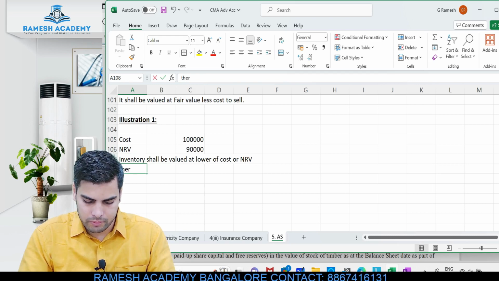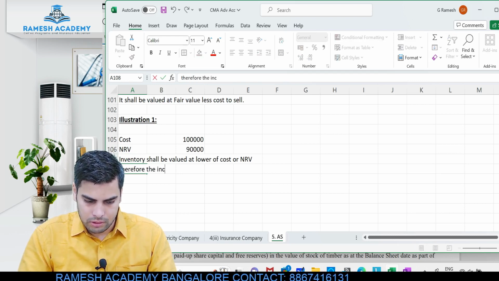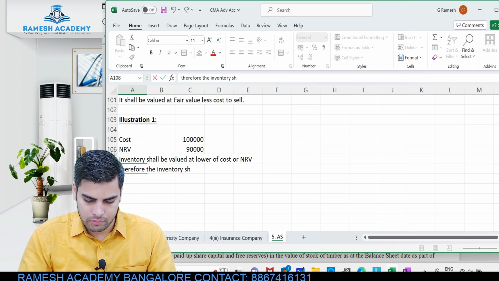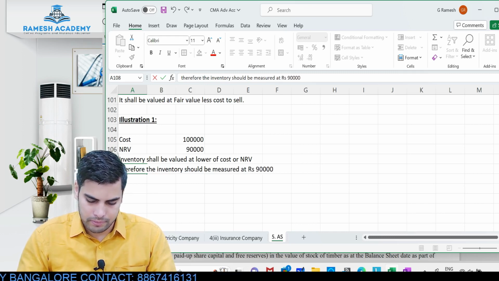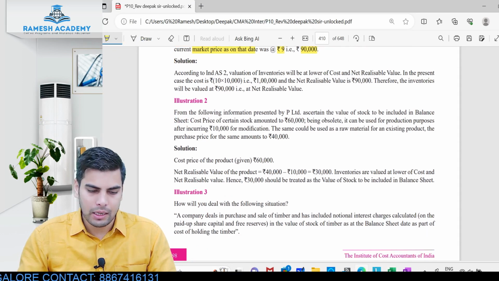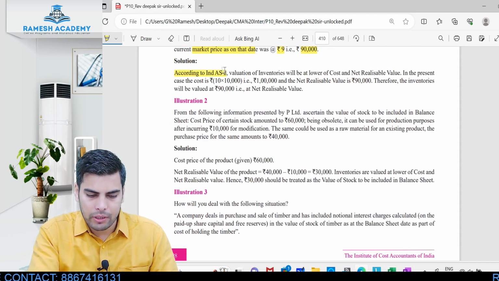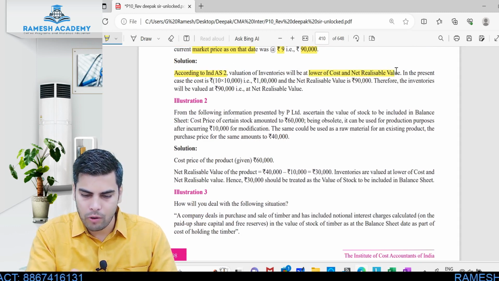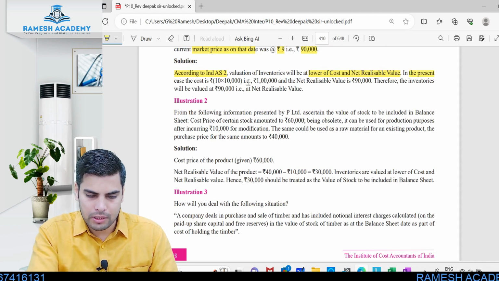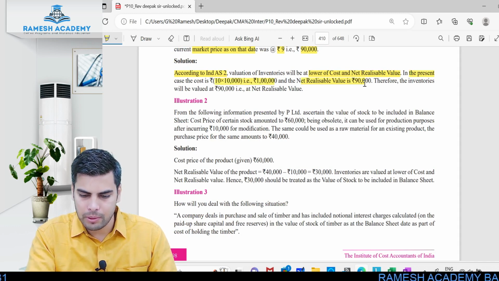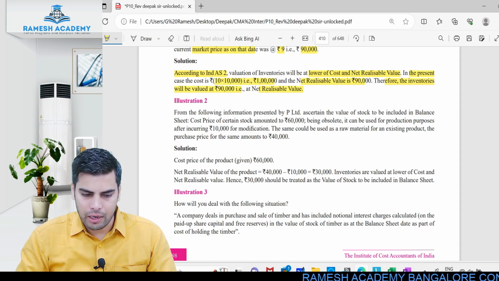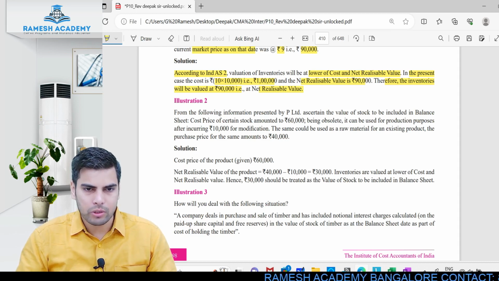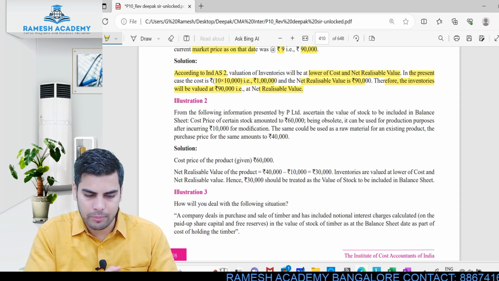Therefore, the inventory should be measured at rupees 90,000 in this case. So inventory will be valued at what price? 90,000. Check out the solution. According to Indian Accounting Standard 2, valuation of inventory will be lower of cost or net realizable value. In the present case, cost is 1 lakh rupees, net realizable value is 90,000. Therefore, inventory will be valued at 90,000 rupees, that is net realizable value. Is there any complication with respect to this illustration? Nothing, right? Quite simple.